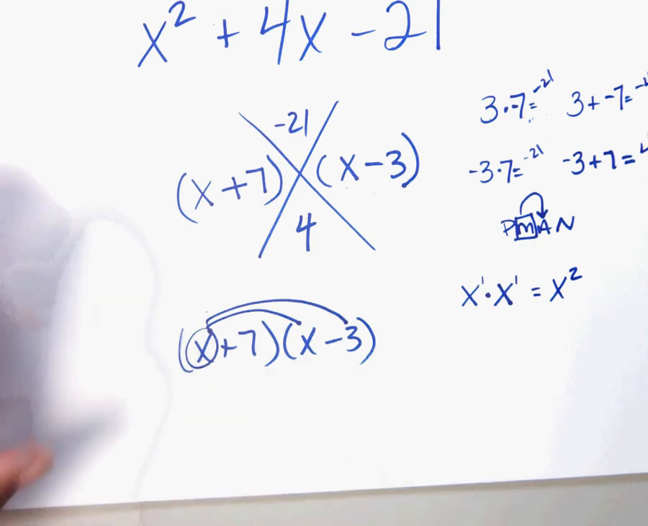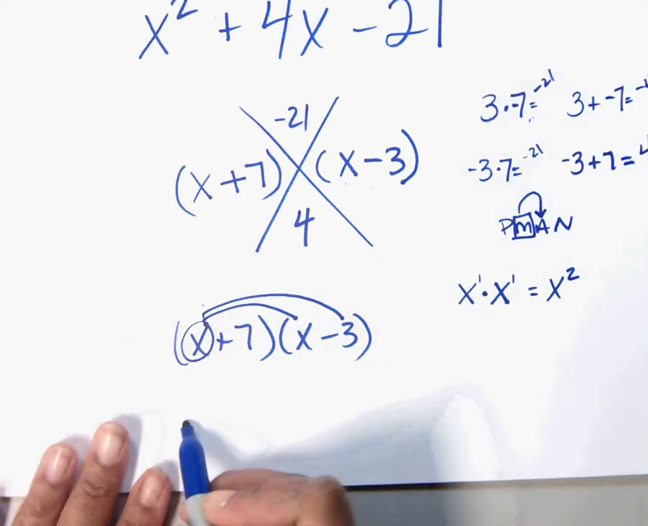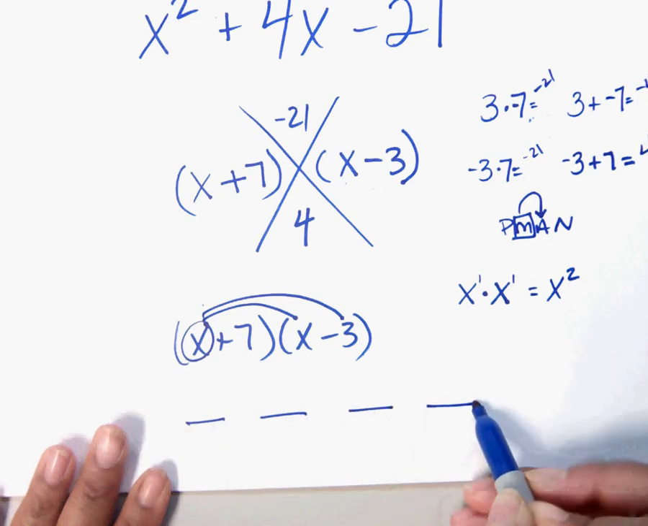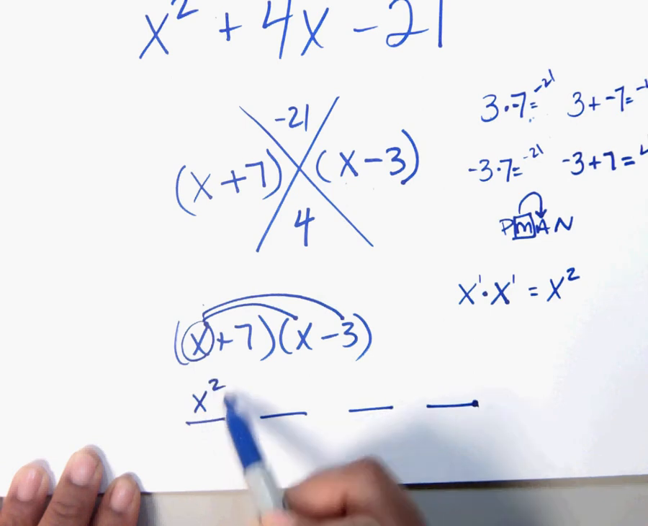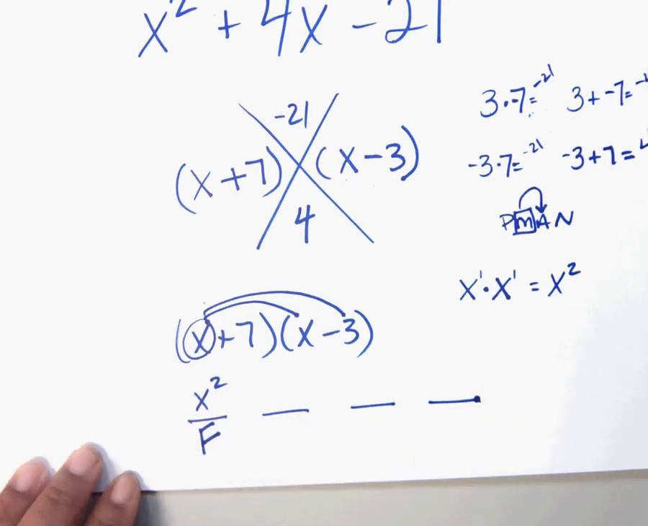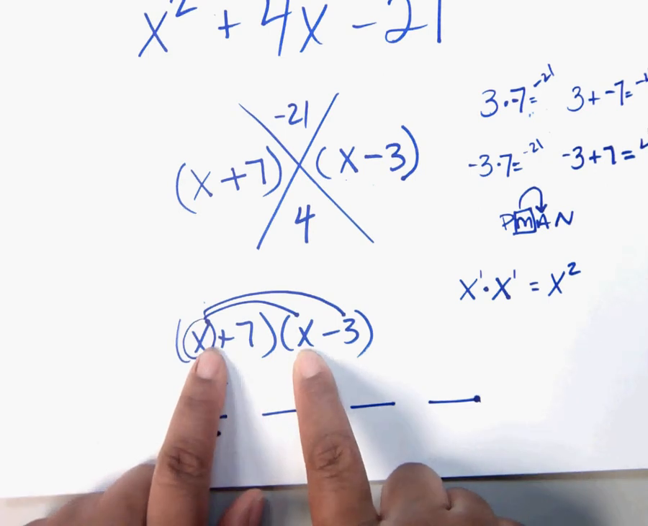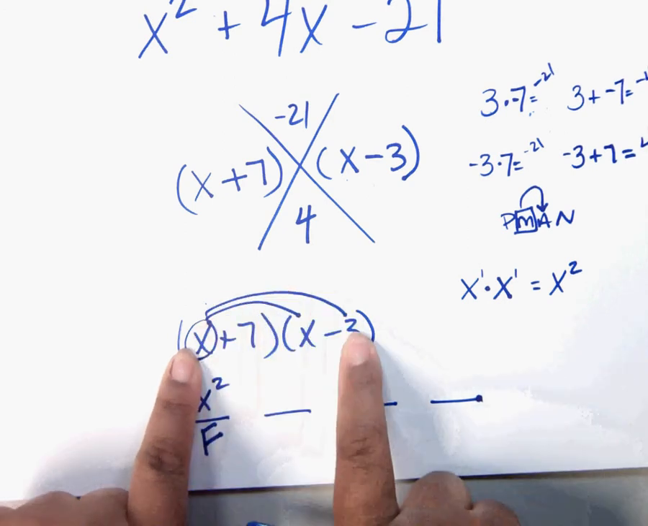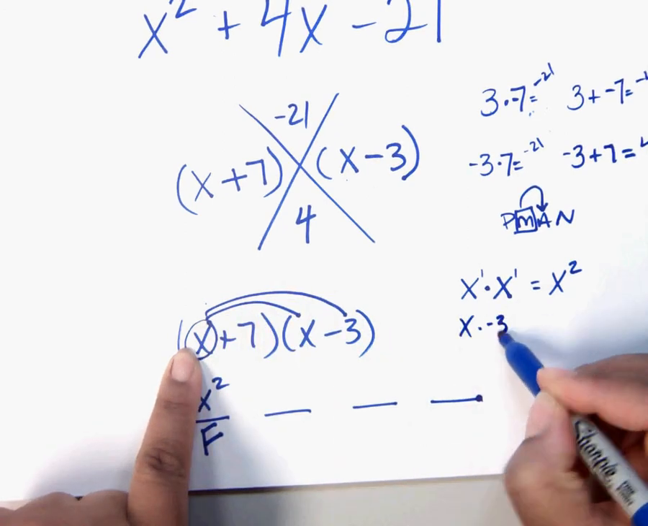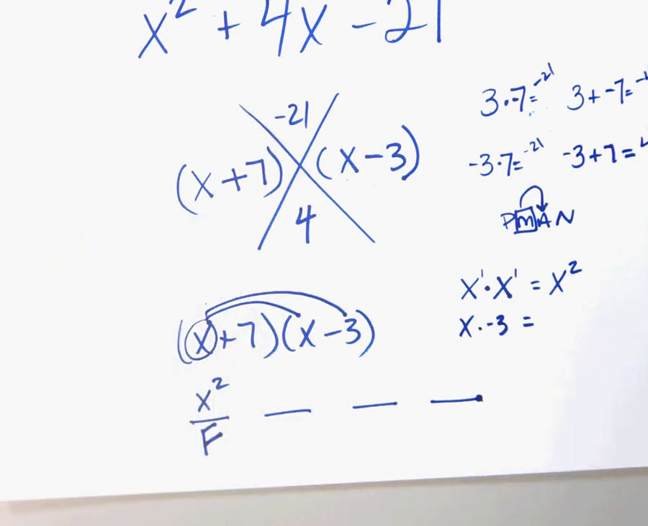Okay? So now we're going to get 4 terms when we multiply using this method. So I'm going to write 4 blanks down here. And what goes in the first blank? X to the second, because that was our first term. The first terms in each parentheses. You got me? Now, what is x times negative 3? Negative 3x.